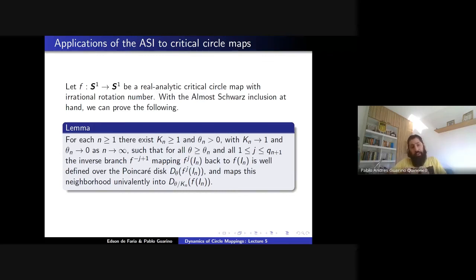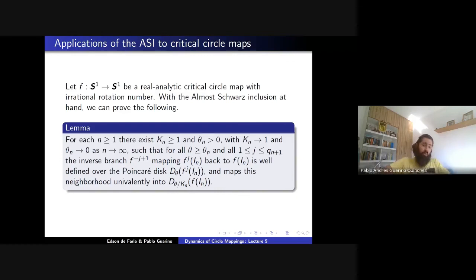So we will take F^{q_{n+1}} of I_n, and we will pull it back until it comes back. One thing that we will do is actually not pull it back until the critical point. We will stop at the critical value, okay? So we will pull back q_{n+1} minus 1 times. Why? Because the last inverse branch, we already know, behaves as a cube root, right? So we don't care about that.